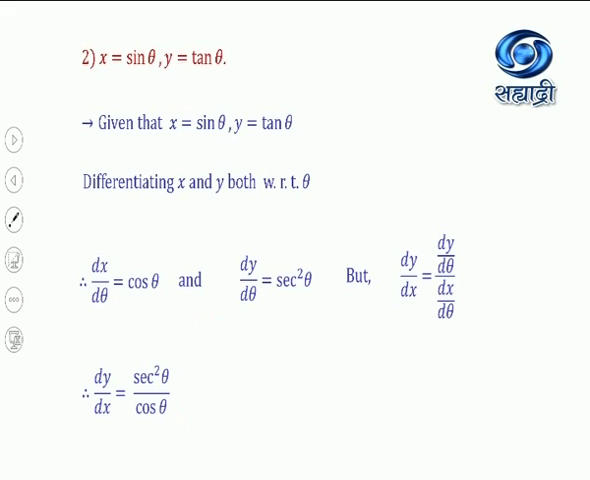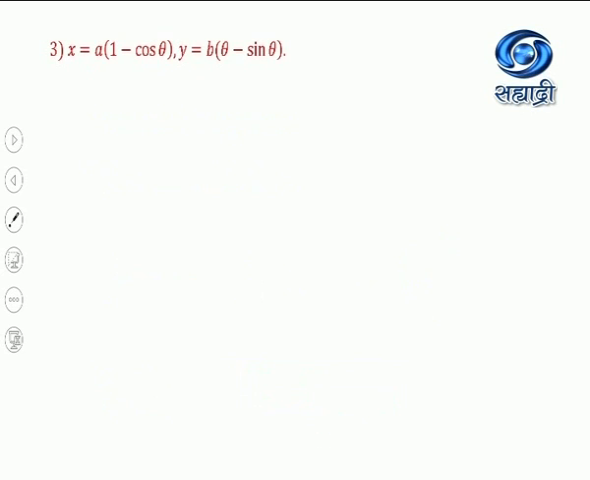So we get this. Now this can be written in this way, 1 upon cos theta, that is sec theta. So sec theta into sec square theta can be written as sec cube theta, and this is our answer. This is the derivative of the given function, and we write it in this way. Now we will continue with the next example.